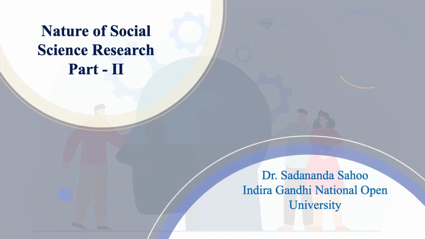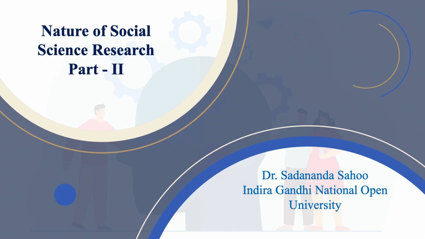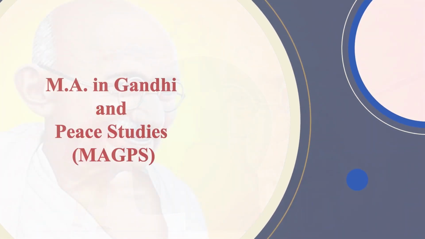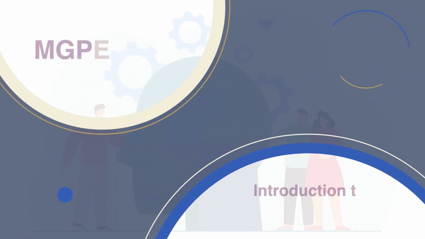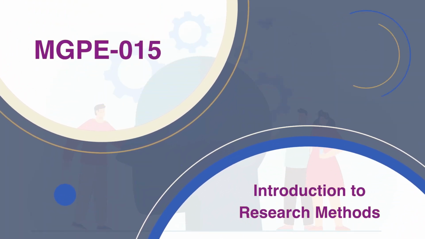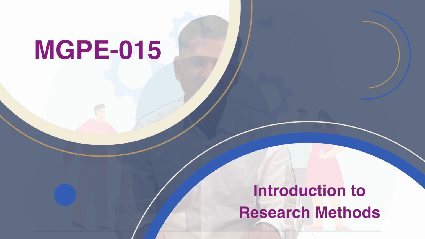Welcome to part 2 of Nature of Social Science Research. I already talked to the previous MA in Gandhi and Peace Studies, MA GPS. This is MGPE 015, Introduction to Research Methods. This is an elective course, and I already talked about it in part 1 of Nature of Social Science Research.